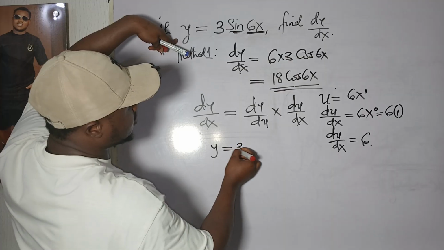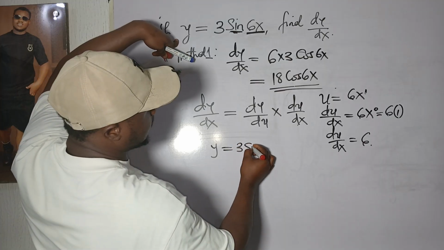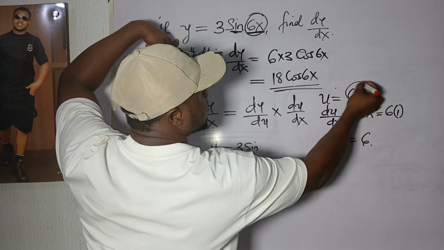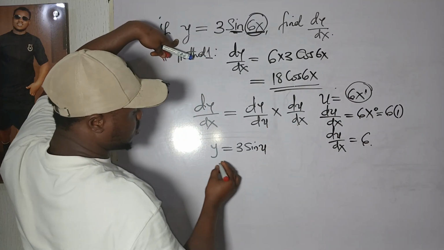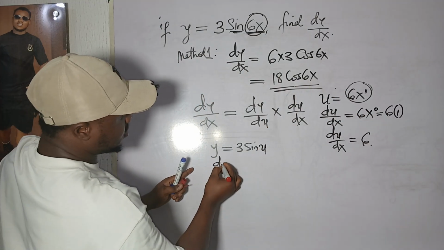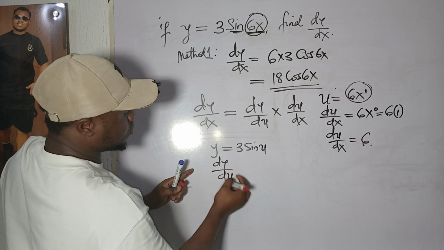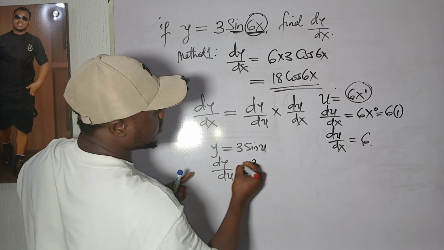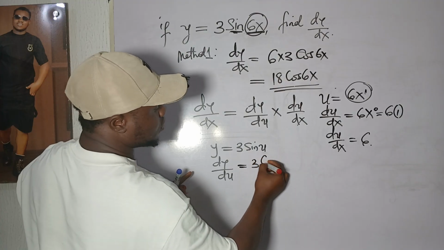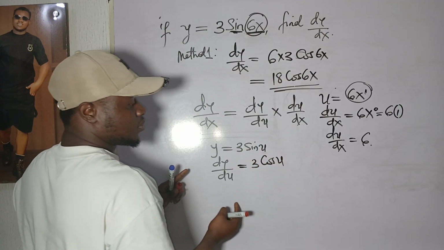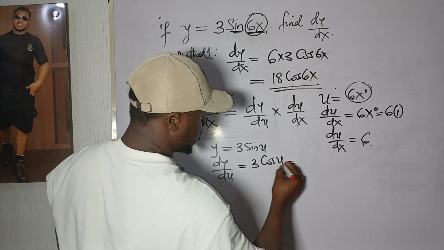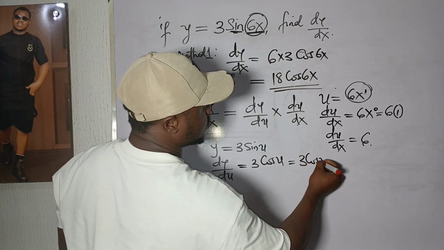Okay. Now look at this function. y is equal to 3 sine of the whole of this. You call it u. The whole of 6x is u. So we put u here. So in this case, we are now seeing dy/du, y changing with respect to u, this variable. So we have 3 here. Differentiate sine, we get cos u, because when you differentiate sine u, you get cos u. So this will now give me 3 cos u.